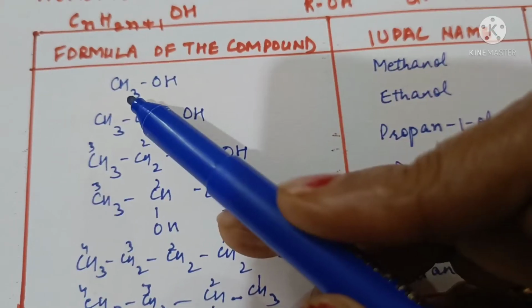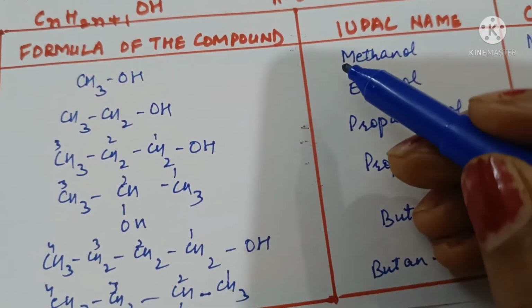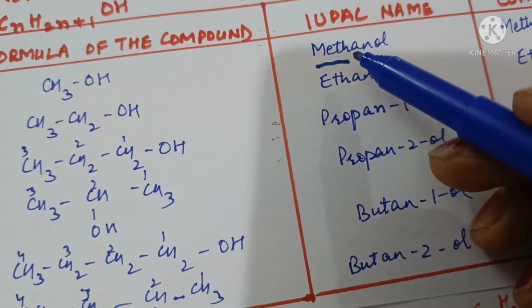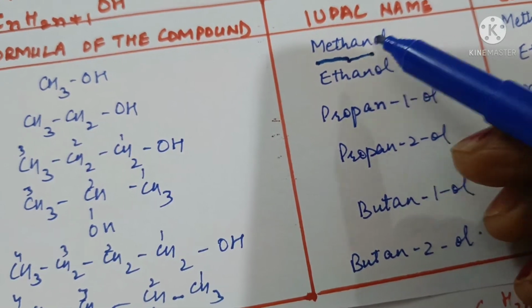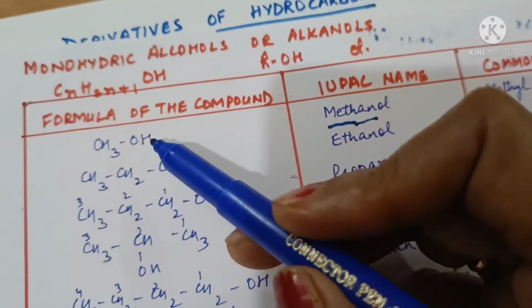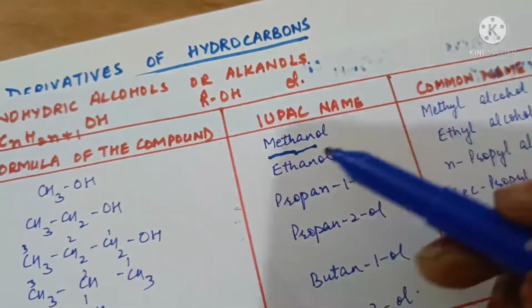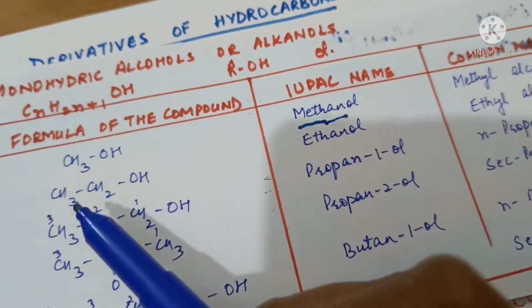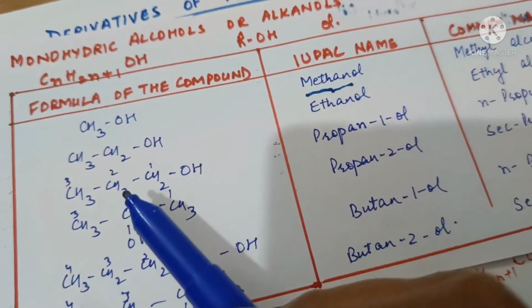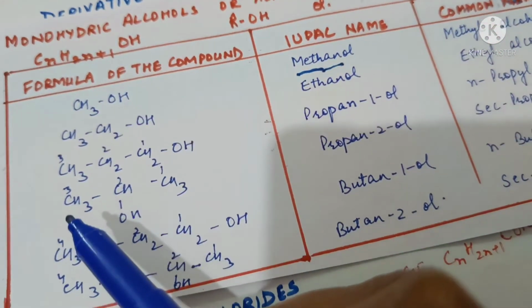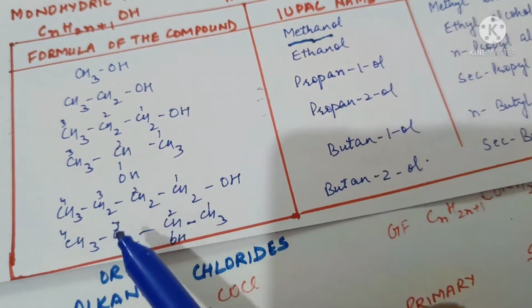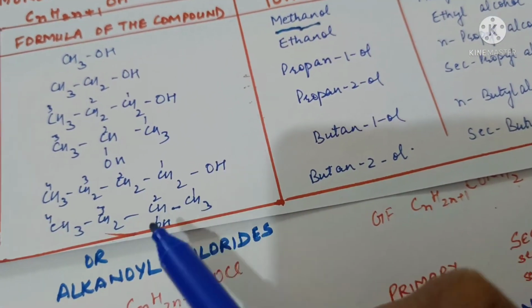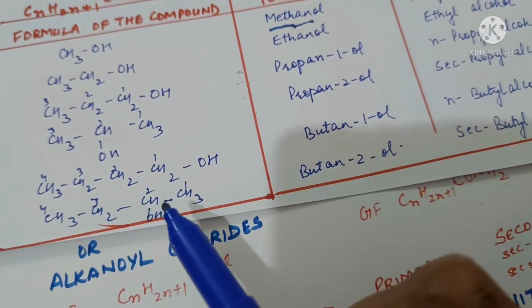For a 1 carbon atom compound, the word root will be meth. Then because there are single bonds, we add the primary suffix "ane", and ol is used for the functional group OH. So the name becomes methanol. Then this compound will be called ethanol. This will be called propan-1-ol. This will be called propan-2-ol. Then this will be called butan-1-ol, and this one will be called butan-2-ol.